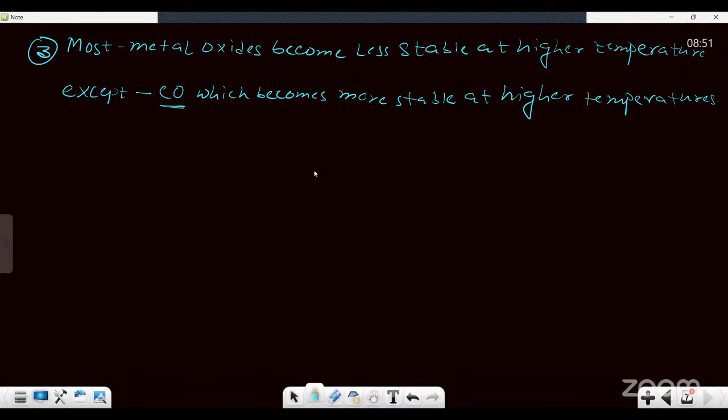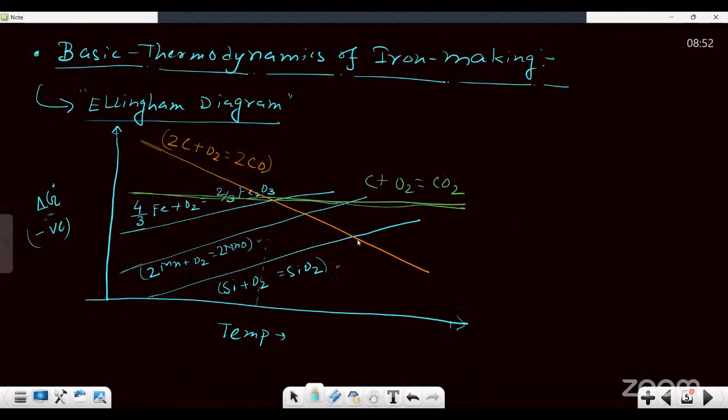Now, there is a question. We can ask whether we can also use silica, SiO2. If you look at this Ellingham diagram, this is the line for iron oxide, Fe2O3, and this is the line for SiO2. You can say that at higher temperature these will also intersect, so instead of using carbon, we can also use silica.